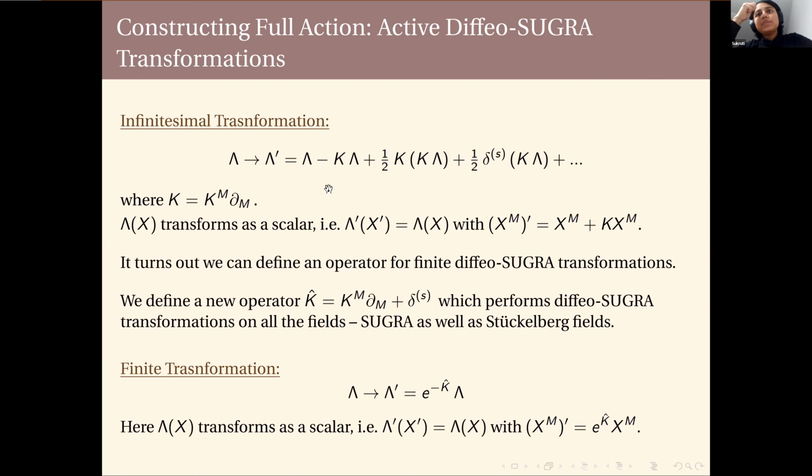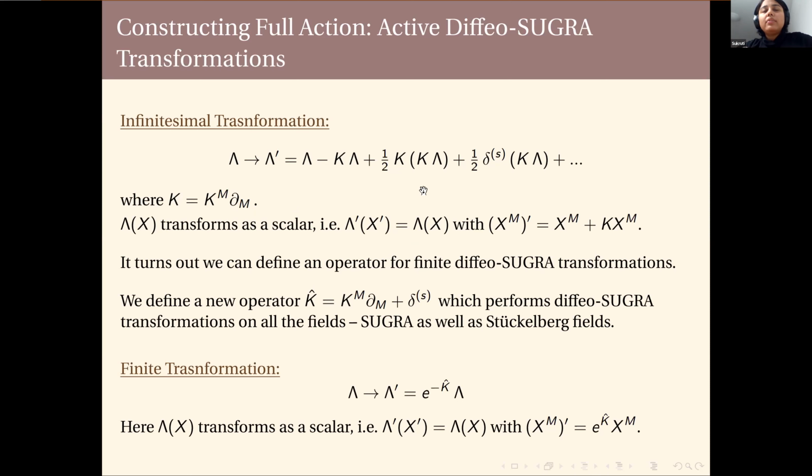So for this purpose, we are now trying to find a finite transformation for the fields. Here, initially lambda was transforming like this, where K is given by this K^m partial_m, a diffeomorphism transformation operator. And this delta S is a transformation that acts on the supergravity fields. So this operator K acts on the supergravity fields, while delta S acts on the Stückelberg fields.